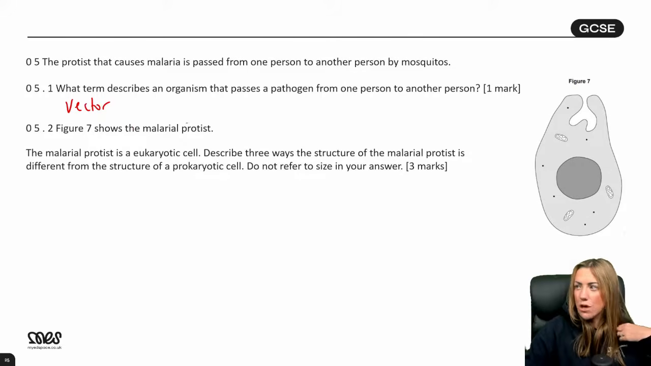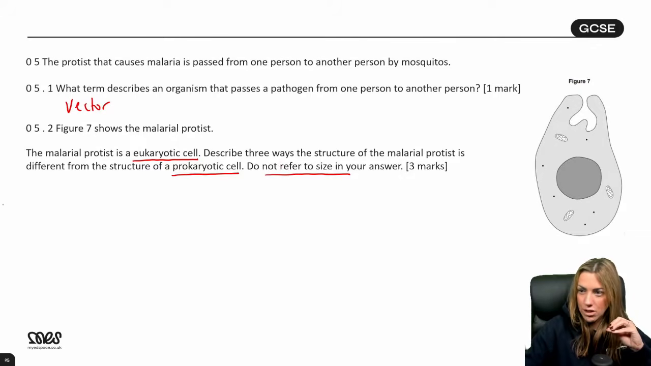Figure 7 shows the malarial protist. The malarial protist is a eukaryotic cell. Describe 3 ways the structure of the malarial protist, which is eukaryotic, is different from the structure of a prokaryotic cell. Do not refer to size in your answer. So we can't talk about size, but we can talk about anything else that we can see on the diagram. So the protist, which is a eukaryotic cell, has a nucleus.